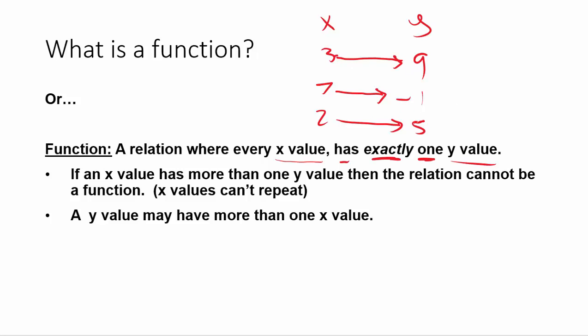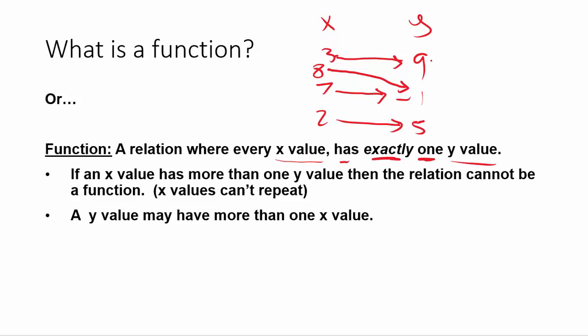It is important to note here that, if we had another number, like let's say 8, an x value is allowed to go to the same y value as long as that x value does not go to two different y values. Okay, so functions are predictable. Every time you input something, it should give you the same output every time.